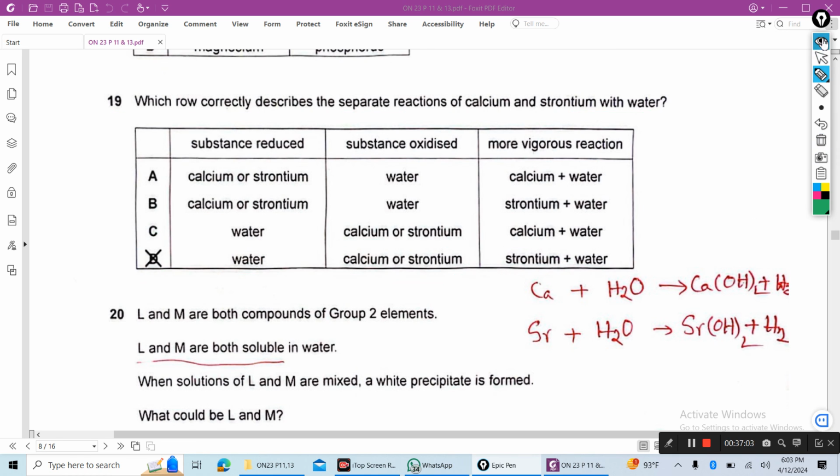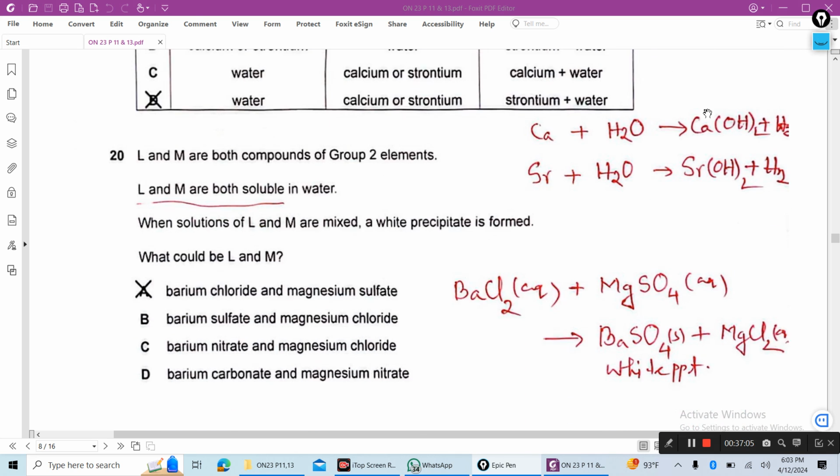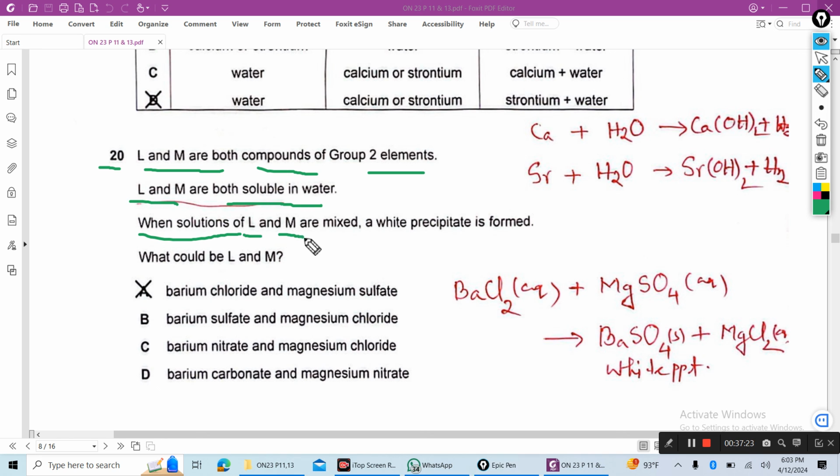Next, L and M are both compounds of group 2. L and M are both soluble in water. When solutions of L and M are mixed, two soluble solutions are mixed, a white precipitate is produced. What could be L and M? So A is the right answer.